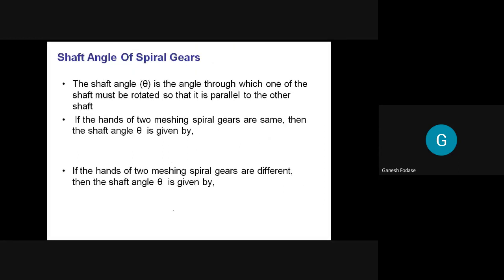That's what we discussed now. When of same hand, when of opposite hands, what is their formula? That is theta is equal to alpha 1 plus alpha 2, and theta is equal to alpha 1 minus alpha 2.